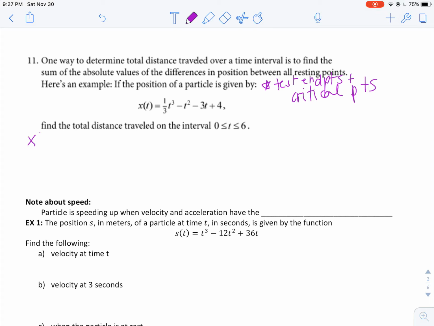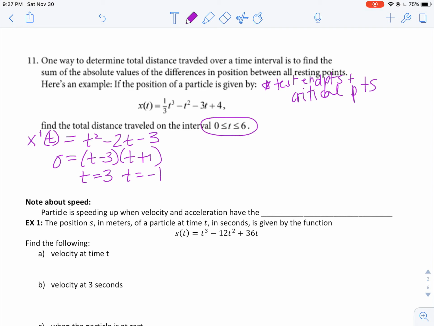So if I take my first derivative here, that's going to give me my velocity. So that's going to be t squared minus 2t minus 3. Set this equal to 0. (t minus 3)(t plus 1). So the velocity equals 0 at 3 seconds and at -1 second. Now our domain just goes from 0 to 6, so we're not talking negative time here. So I'm going to reject that -1, not in the interval.